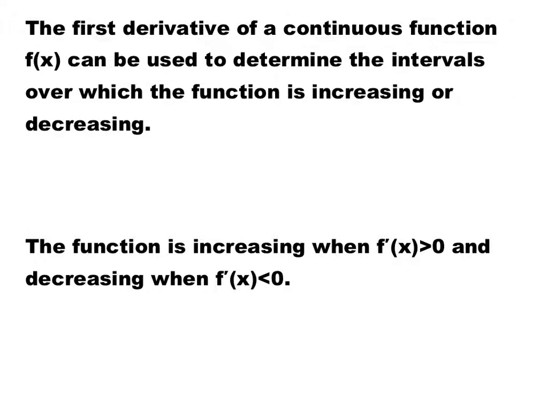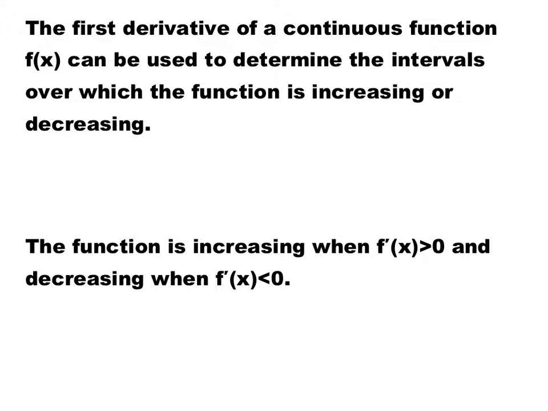To do this, we are going to use the first derivative of a function f, which is continuous through its domain. We know that the first derivative of a function f of x is just the slope of the function evaluated at every single point in the domain. We also know that when the slope is positive, the function is increasing, and when the slope is negative, the function is decreasing. This is going to give us an indication of how to find when the function is increasing or decreasing.